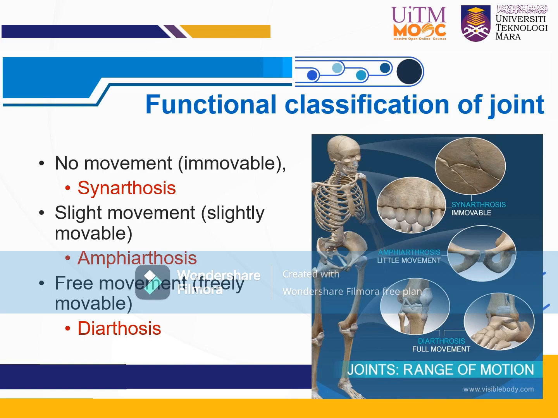While amphiarthrosis is a joint that has slight movement or a joint that has limited mobility. For example, the cartilaginous joint. Diarthrosis is a joint with free movement, or known as any freely movable joint. An example of this joint is the shoulder and hip joints.